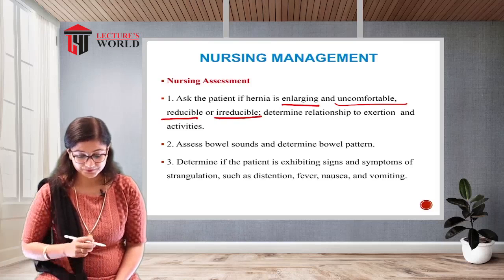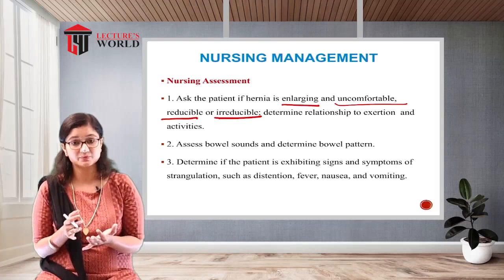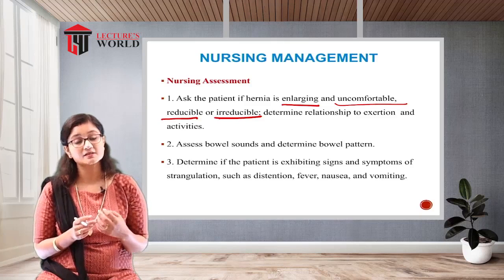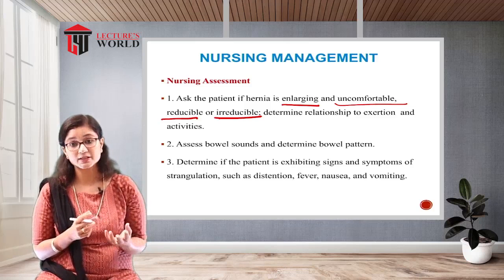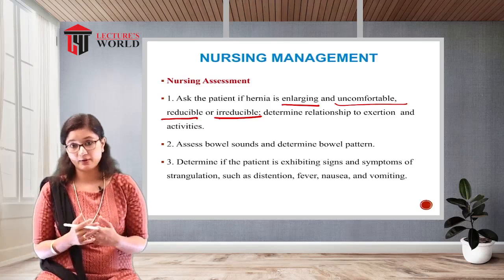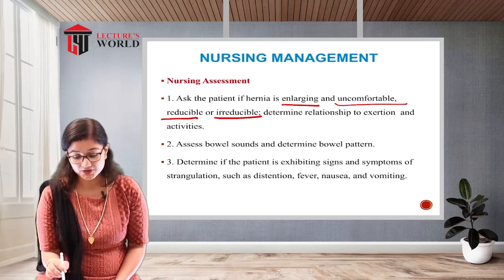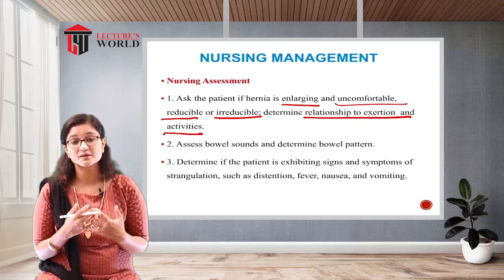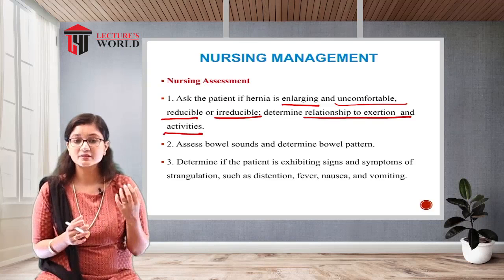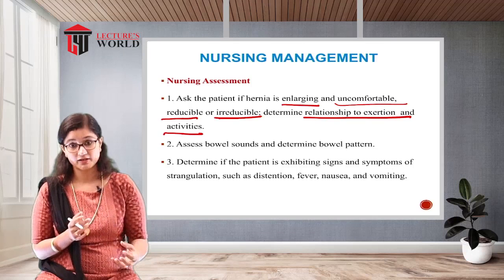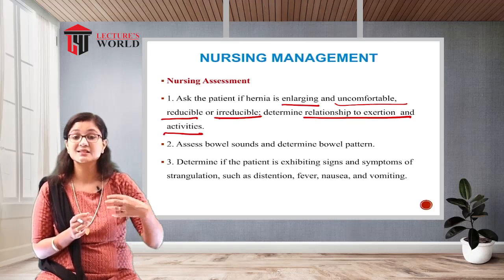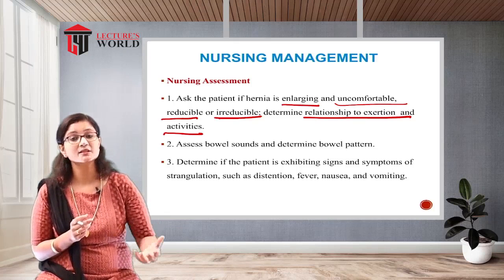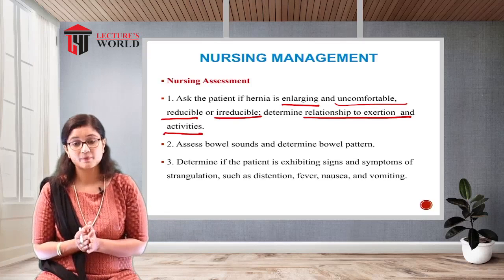Then reducible: ideally he won't understand reducible and irreducible, but we can identify from abdominal X-rays or from sonography whether this hernia can be brought back. And determine the relationship to activity. This is a very important thing: when the person is doing some activities or lifting something, did he find that the protrusion is increasing or decreasing? Ideally it will be increasing, and if the mass increases further with activity, that has to be noted down. Clear enough?